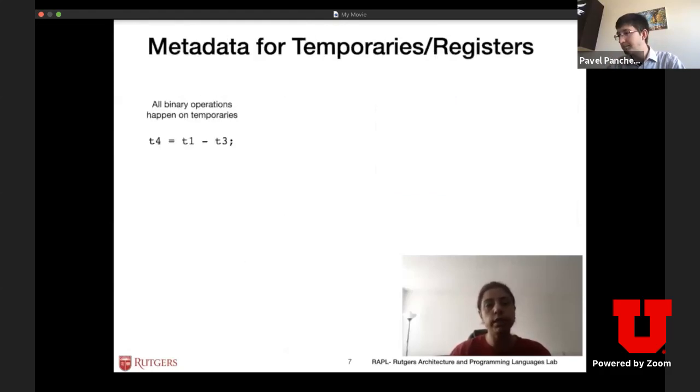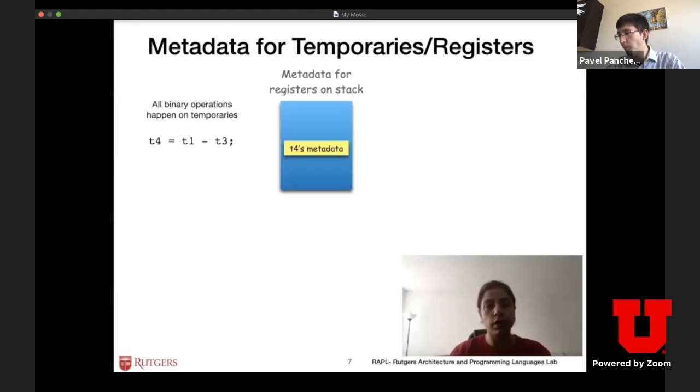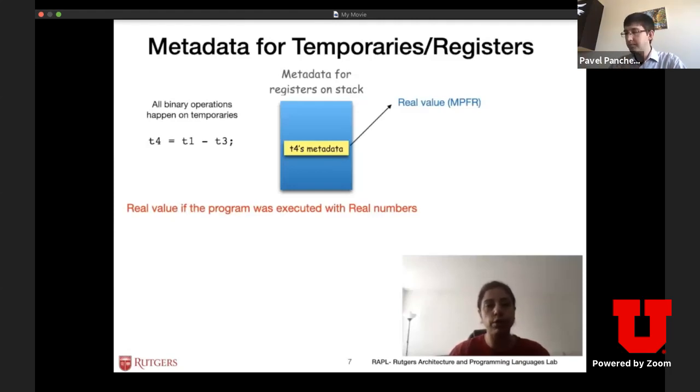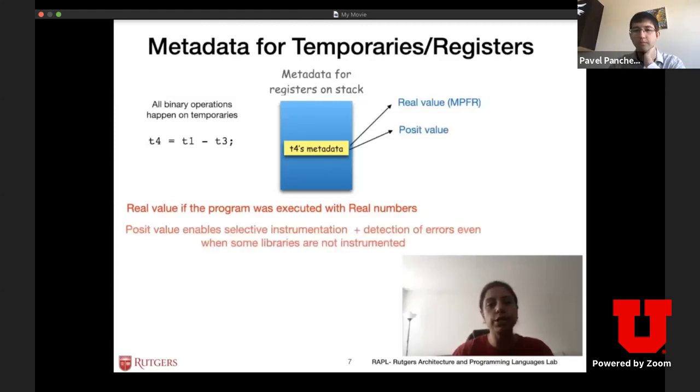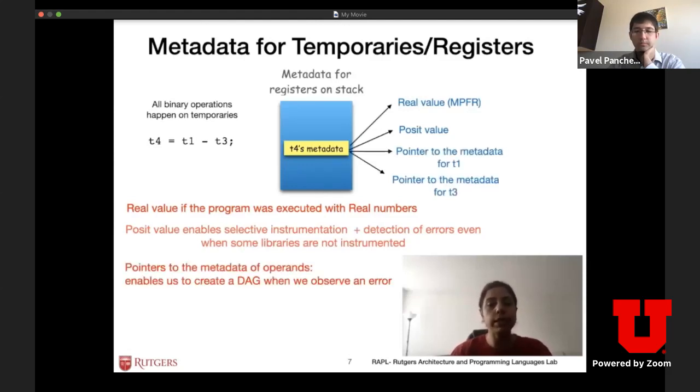So what should we store in metadata for variables in registers? To perform shadow execution, we store the real value, which is used to compute the error by comparing the real and posit value. There can be scenarios when the shadow value is not available, or we have a stale shadow value. We store the posit value to reset the shadow value in such cases. To enable the user to diagnose the root cause of the numerical error, we store pointers to the metadata of both operands. Using these pointers, we can generate the DAG of instructions to do the root cause analysis.